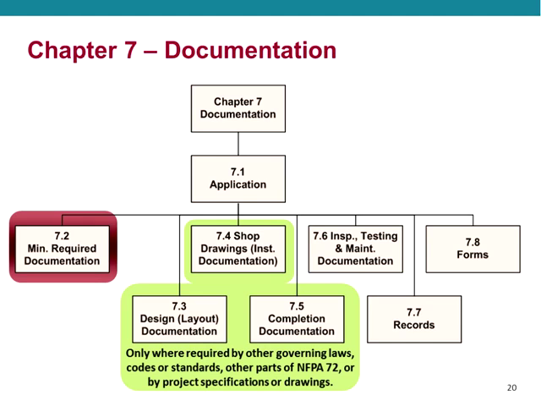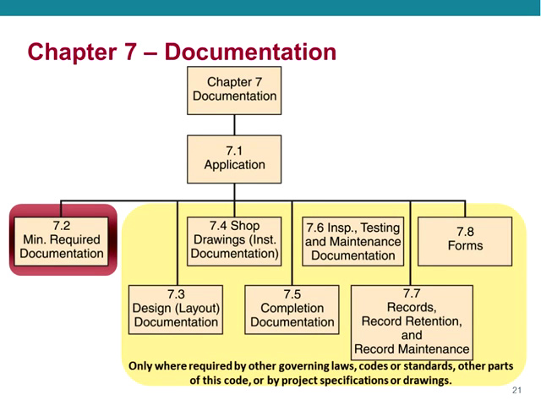And then 7.6, 7.7, and 7.8 pertain to the inspection, testing, and maintenance records and records of completion that are required for pretty much every system. Again, the other sections of Chapter 7, 7.3 through 7.8, are only required where called in by other code standards or parts of NFPA 72, but again, 7.6, 7.7, and 7.8 will all be part of your requirements for any new system because Chapter 14 requires their use.